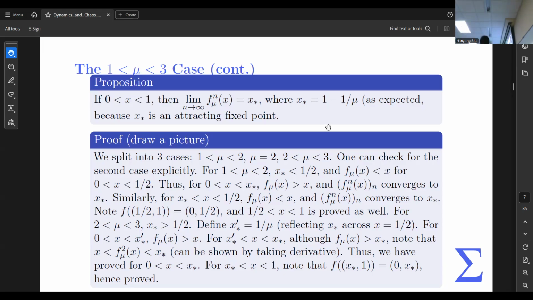So this is kind of the same already. We can define another point here where you reflect this across x equals 1/2, which will be some point here, right? And for everything greater than this point, f of x is less than it, so it maps something small.